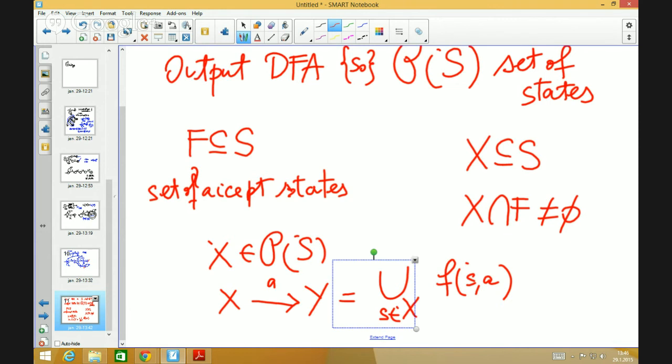Now, recall, this thing here gives you the set of all of the states that you can reach when you are in the NFA, you are in state S, and you read an A. That's a set. And you union all of these sets together for each one of the states that you have in X, and you're done.